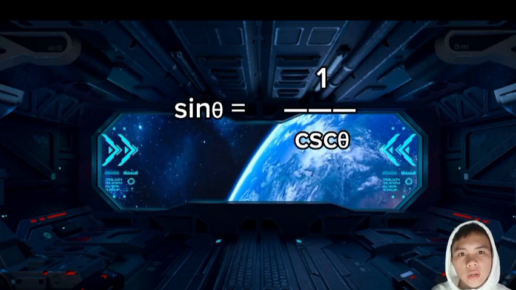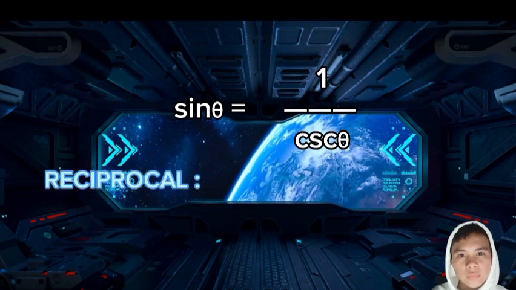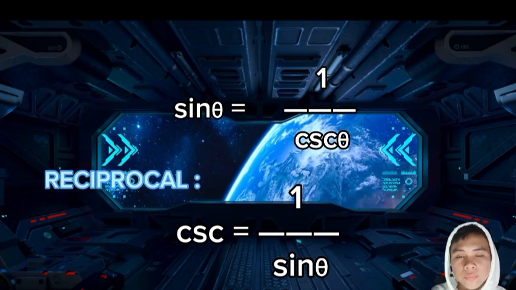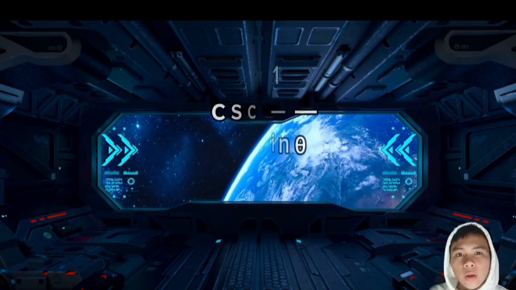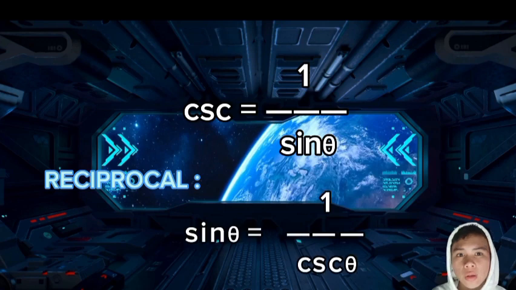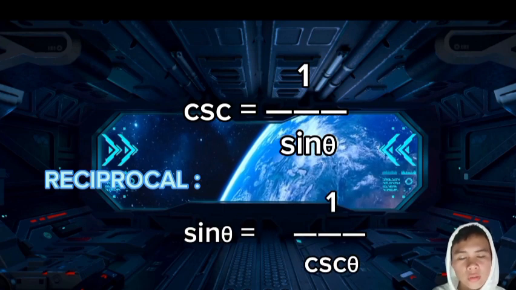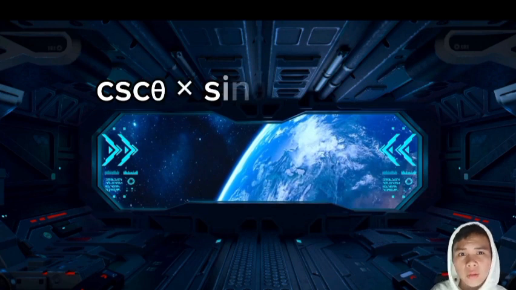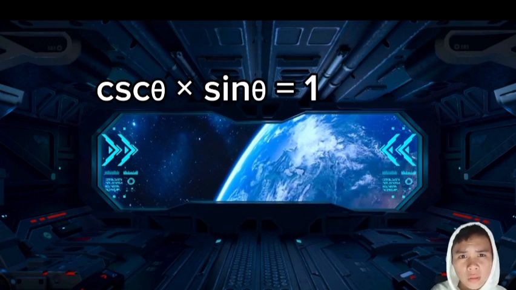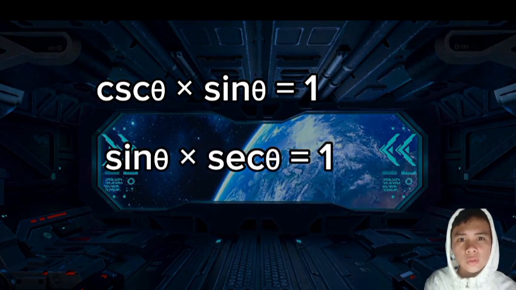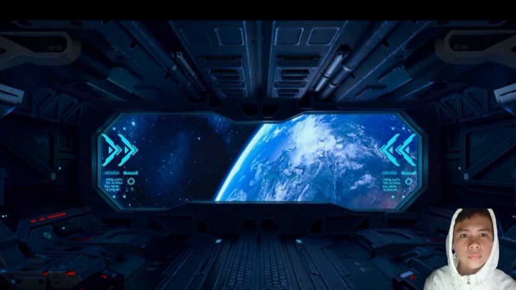1 over sine theta equals cosecant theta. The reciprocal of cosecant theta is 1 over sine theta. 1 over cosecant theta equals sine theta. The reciprocal of sine theta is 1 over cosecant theta. If we multiply cosecant theta times sine theta, that is equal to 1. So sine theta times cosecant theta equals 1.